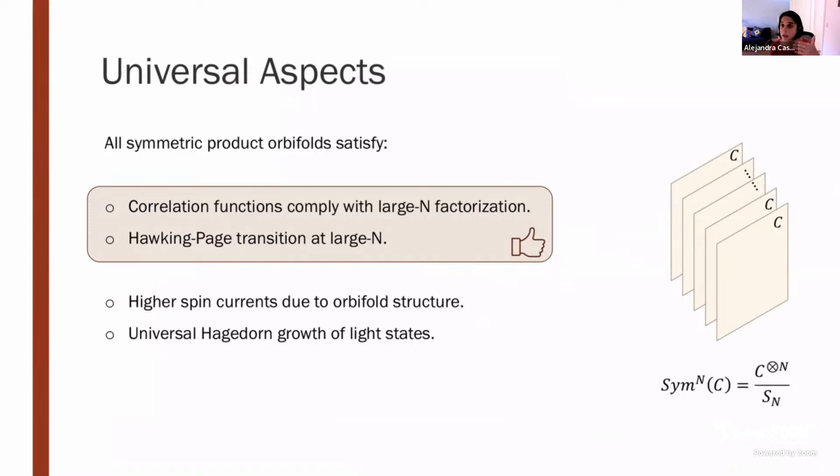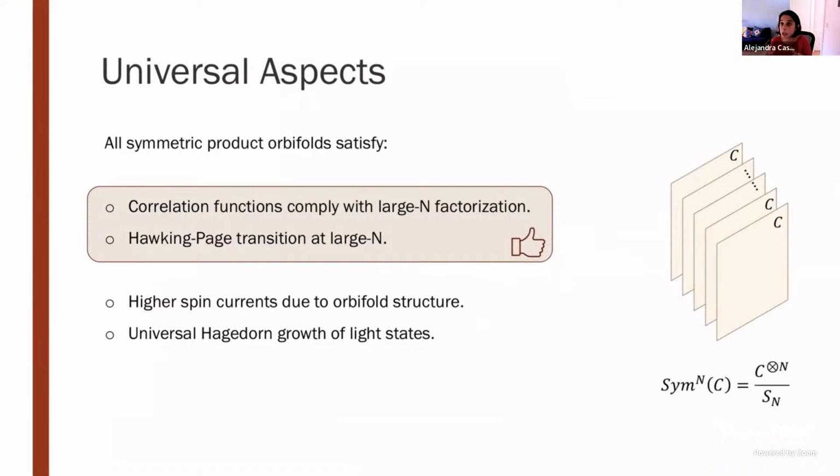And in the context of black hole physics, if you care about how to model a black hole from the CFT point of view, one of the requirements in the context of AdS3/CFT2 is that you need to have a Hawking-Page transition. And one of the things that has been shown is that any symmetric product orbifold that has a compact spectrum will have a Hawking-Page transition.